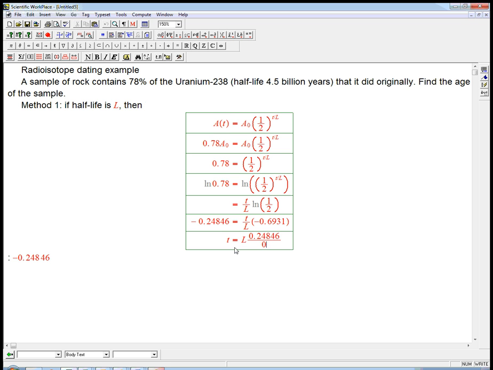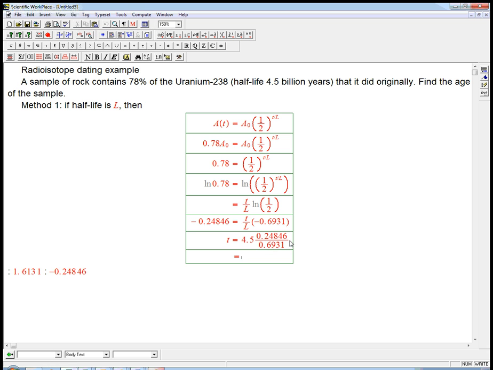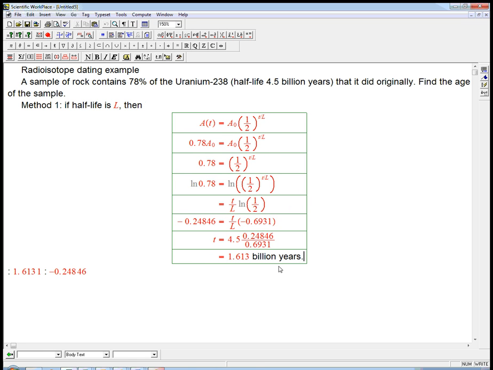0.24846 over 0.6931, and let's put in L now. So that's 4.5, and this is going to be in billions of years. And let's just get it to calculate that. And so it turns out to be 1.613, and I don't really deserve any more decimal places because I only used 4 significant figures there. Billion years. Okay. So that's a pretty good way to do it. The only reason I want to show you a method two is that often you're going to be given something in terms of an e base.